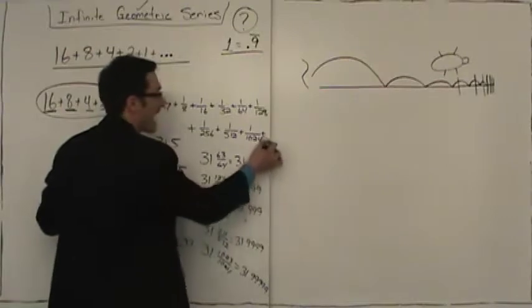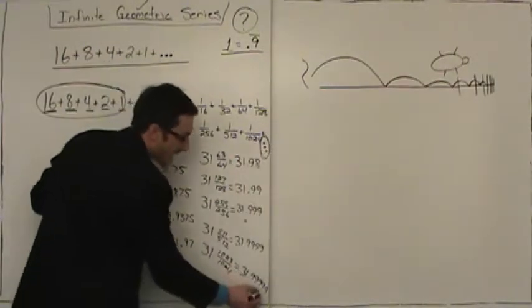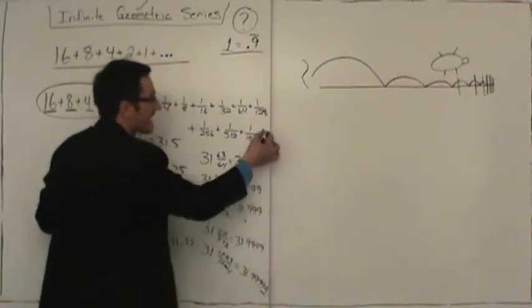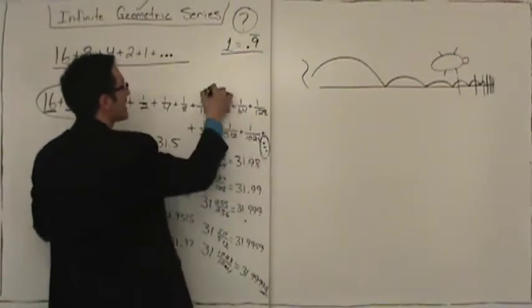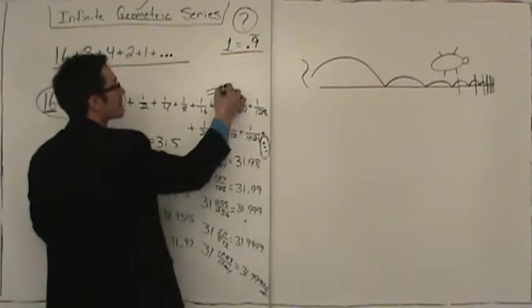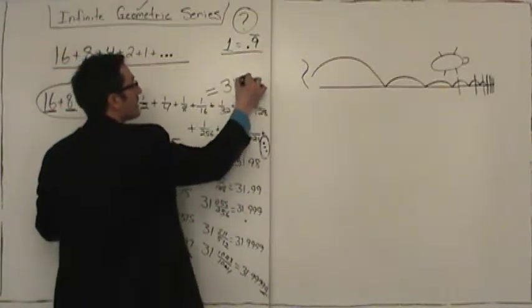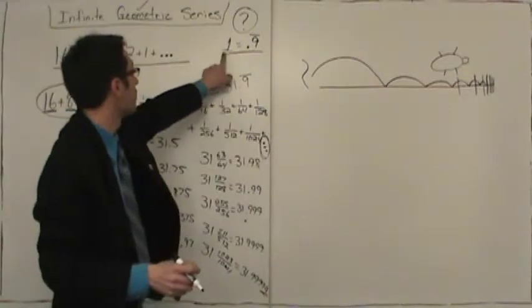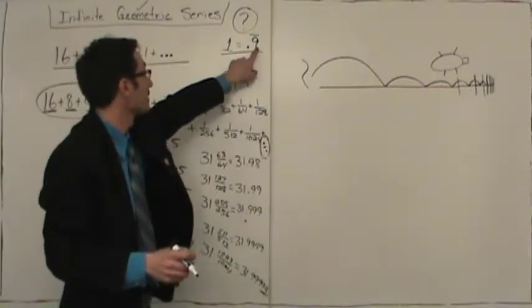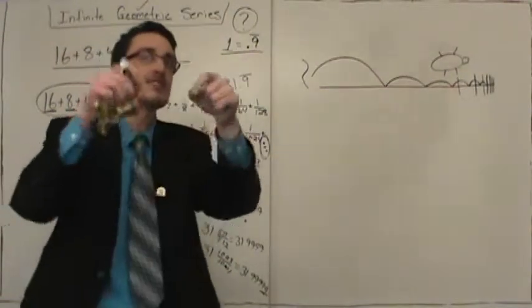No matter, since we're adding forever, every time we add another number, we put another 9 on the string. Since we're never going to stop adding, what is this thing equal to? This sum is equal to what? 31.9 repeating forever. It's the same question. Is 1 equal to 0.9 repeating forever? I said, coming into today, no.